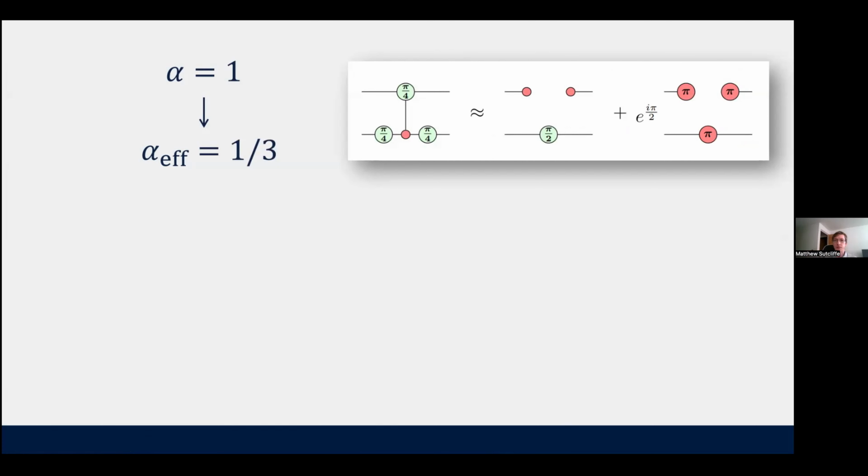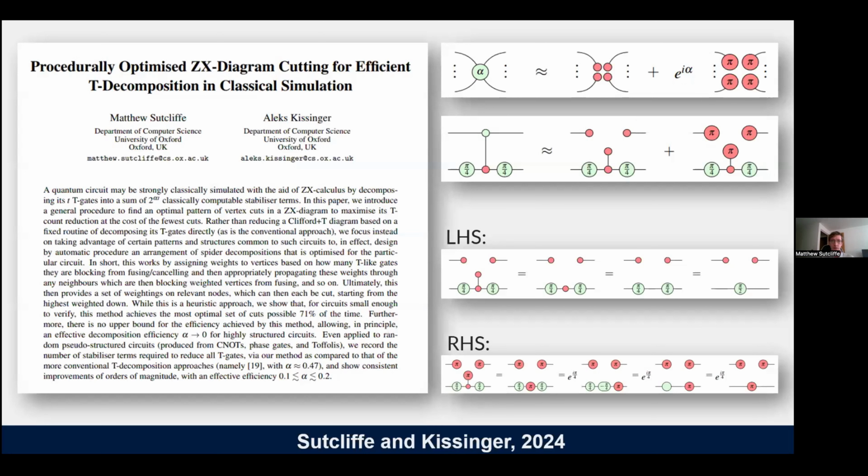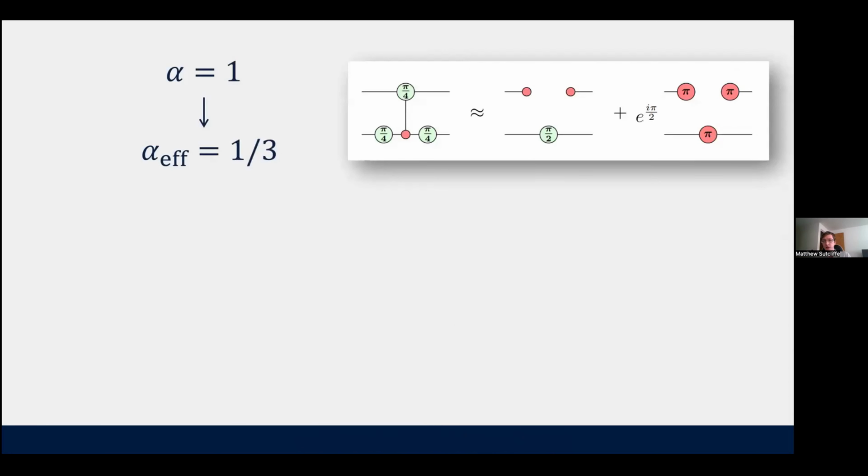So then the idea here becomes, how can we find heuristics that tell us how likely it is that applying this decomposition in certain places is going to lead to more simplification, to lower that effective alpha. And in this paper from last year, we considered this weighting heuristic where we apply weightings to these kind of structures, these T C naught T structures, and then we propagate these weights out. And that worked fairly well.